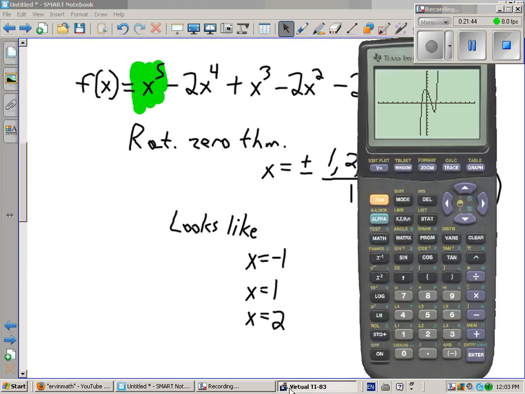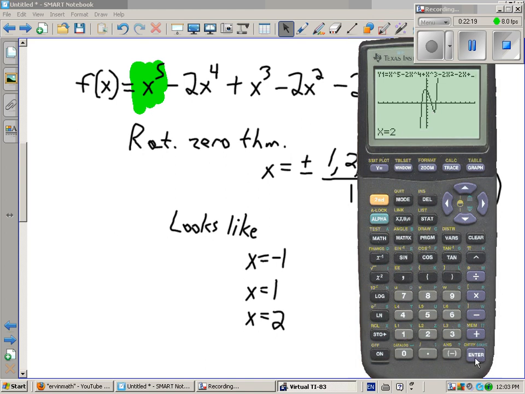Easiest way to test this out is to plug those numbers back into our function to see if it actually equals 0 at that point. Easiest way to do that, since we're already using our calculator, is to use the evaluation utility there. So you go to your calculate menu, number 1 value, test out negative 1. When x is equal to negative 1, there it is, y is equal to 0. So that's a 0. Test out x is equal to 1.